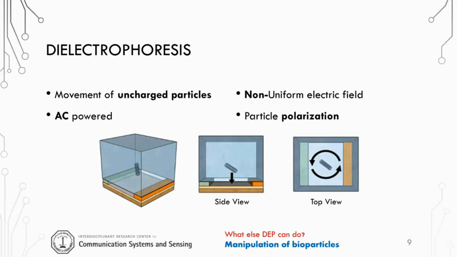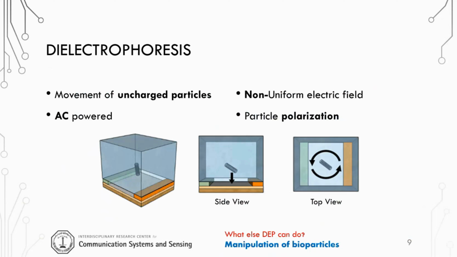Since it can move uncharged particles, how can we actually move the particle if they are not charged? The mechanism behind dielectrophoresis is called particle polarization. So we need to polarize the particle actually. No need to put charge on the particle. No, we need to polarize them. And how do we polarize them?